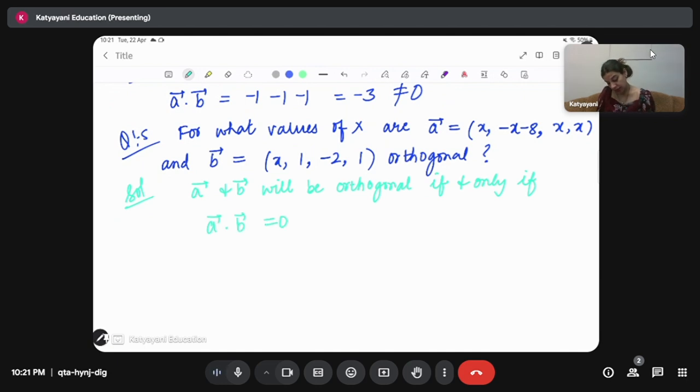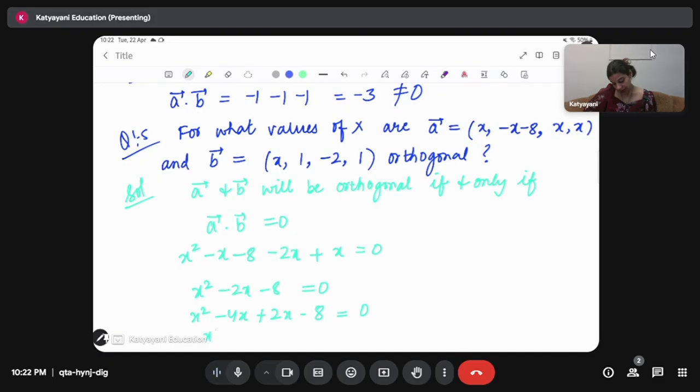So x multiplied by x is x square, minus x, minus 8, and then x is multiplied with minus 2 is minus 2x, plus x is equal to 0. So you get x square minus 2x plus 8 is equal to 0. So it is x square minus 4x. So middle term split करेंगे. So sorry, this is minus here, minus again, minus here. Right, this is equal to 0.